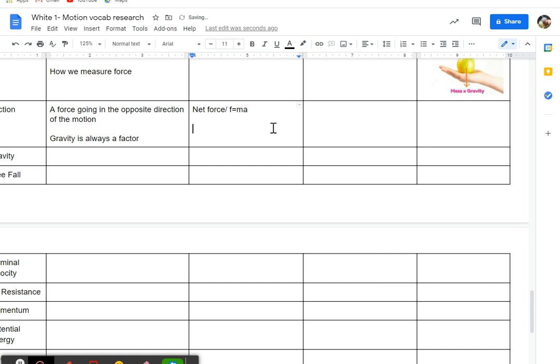So what would we measure this one in? We're talking all about force. What do we measure force in? Newtons. Brian's got the newtons down. Excellent.